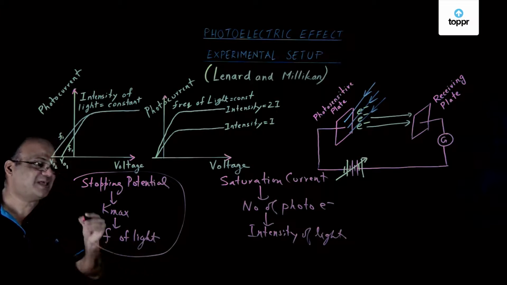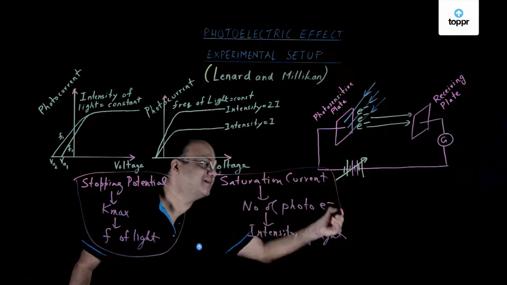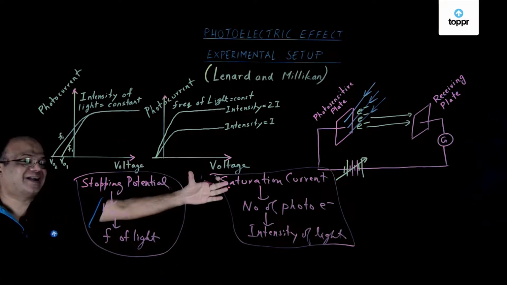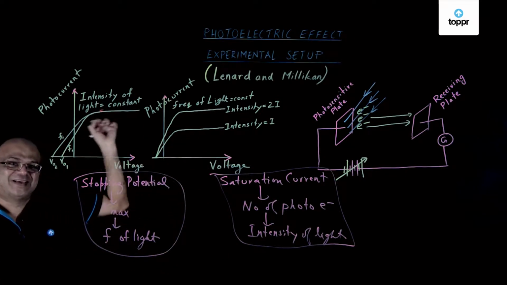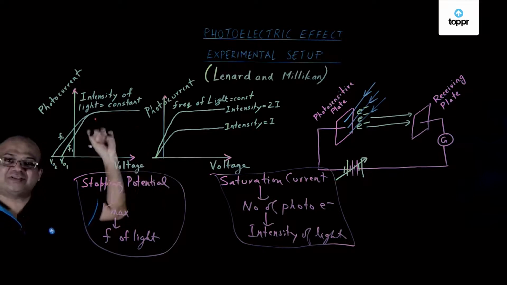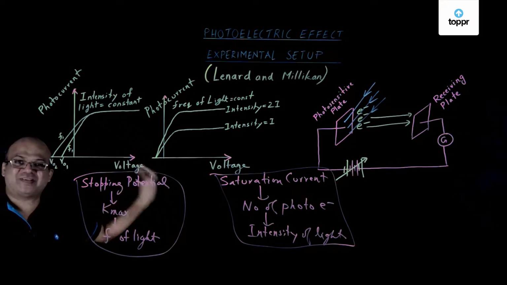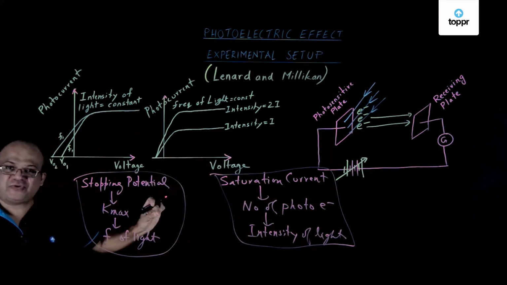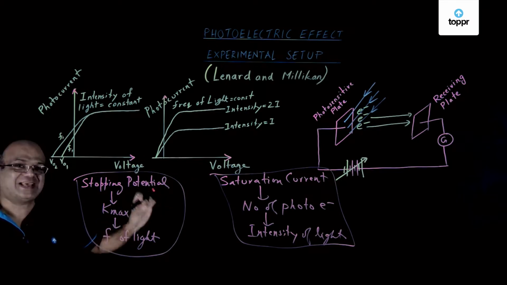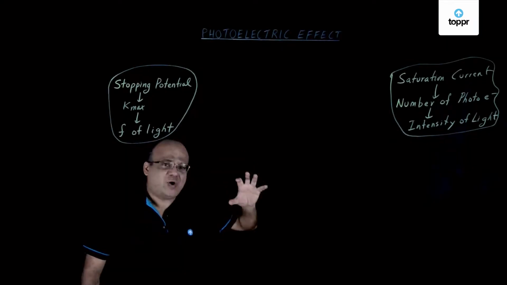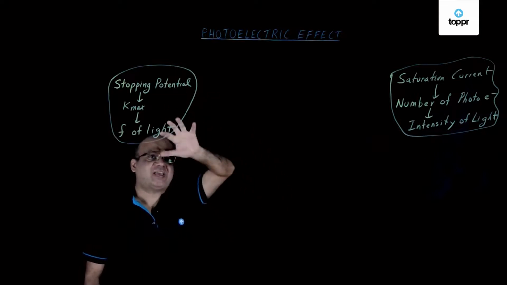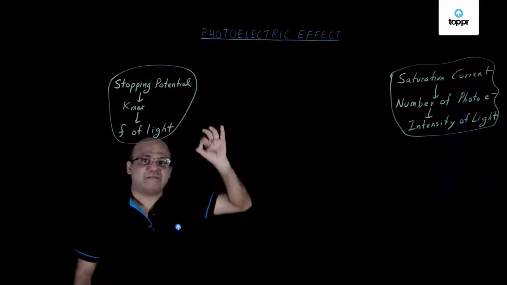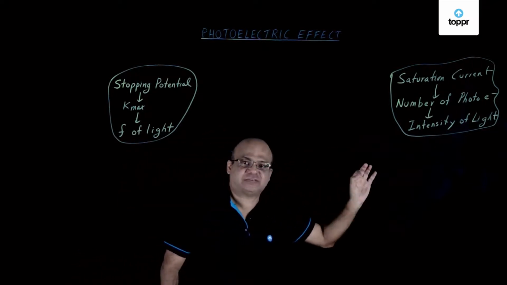These two things must be ingrained in your mind in separate places. Keep this on the left side of your head, that on the right side of your head. Stopping potential, measure of K max, depends on frequency of light. Saturation current, which is a measure of the number of photoelectrons, depends on intensity of light. Now we will try to understand why these observations cannot be explained by wave theory of light.